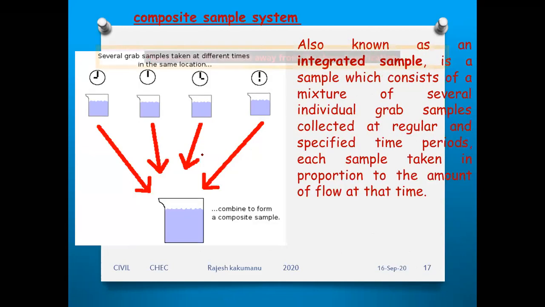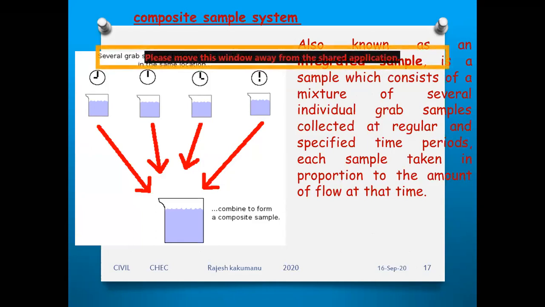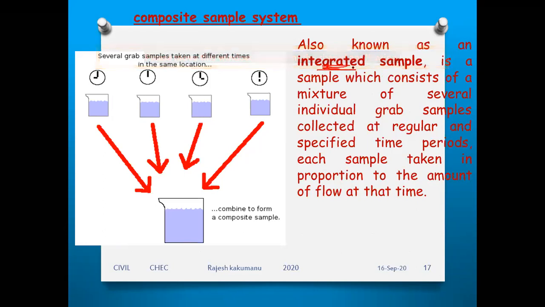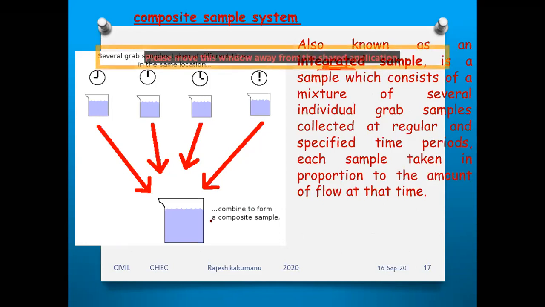Next, the second one is the composite sampling system. The second method is a composite sampling system. It is also known as the continuous sample. It is a sample which consists of a mixture of several individual grab samples. So composite means a mixture of 2 or 3 or 4, right? It is also known as an integrated sample. Integration means you are mixing all of them. See the figure here. Several grab samples are taken at different timings in the same location, combined to form a composite sample.